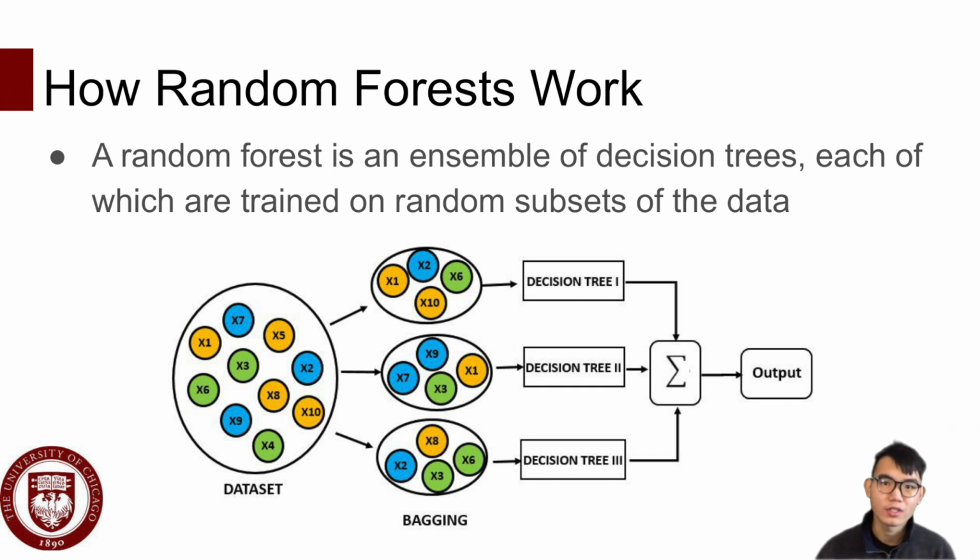A random forest is simply an ensemble or collection of decision trees, each of which are trained on random subsets of the data. Each decision tree has the same hyperparameters, but because they are all trained on different subsets of the data, the set of trees is diverse. When we make predictions with the random forest, we will average out the results from each tree.